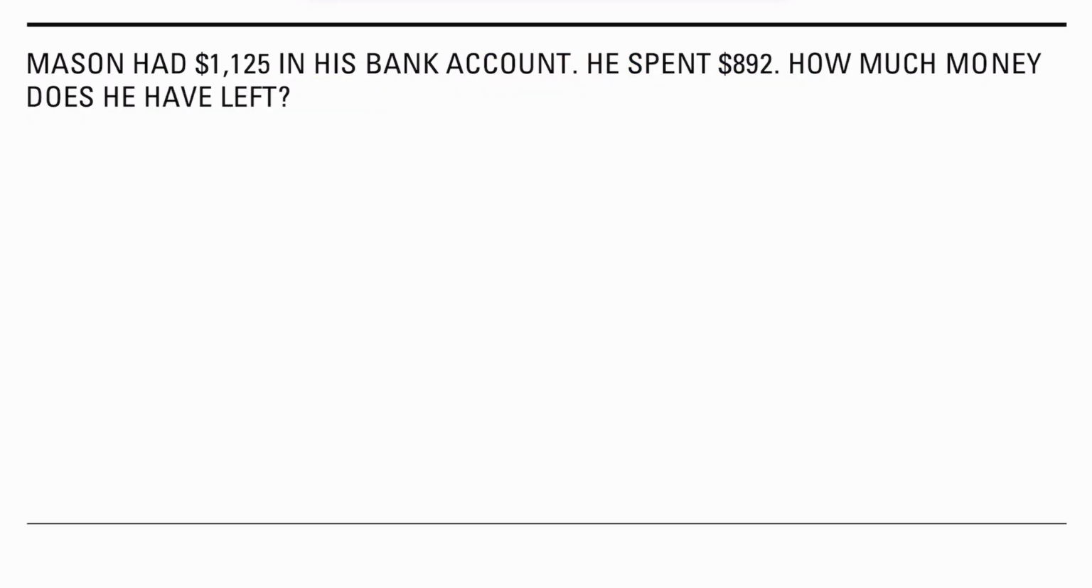Mason had $1,125 in his bank account. He spent $892. How much money does he have left? So a bit weird, this one as well. So if we're looking for an amount left, it's kind of the same process as before. So they've given us $1,125, but then he's gone and spent $892. So that means he's gotten rid of that $892. So if we want to find how much is left, we need to find the difference between those two numbers, and the remainder is what he actually has left after his purchases. And so we'd set this up as 1,125 minus 892.